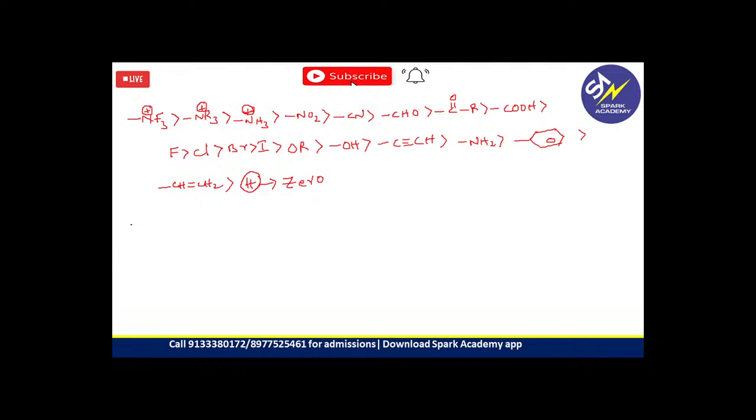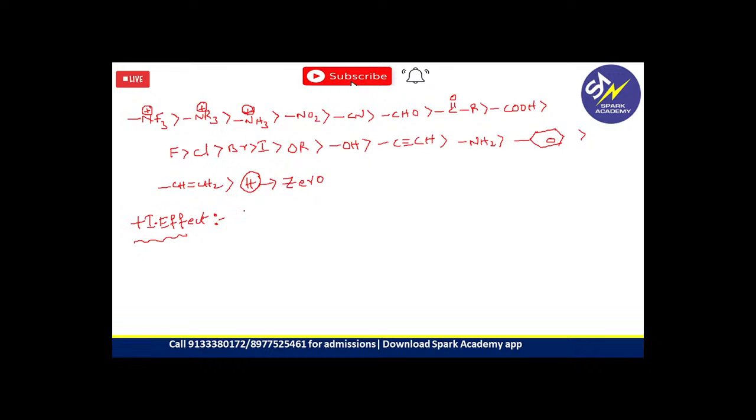Now, order of plus I groups. What is plus I effect? Here plus I effect is nothing but atom or group which donates the pair of electrons. Atoms or groups which donate electrons are called plus I groups.